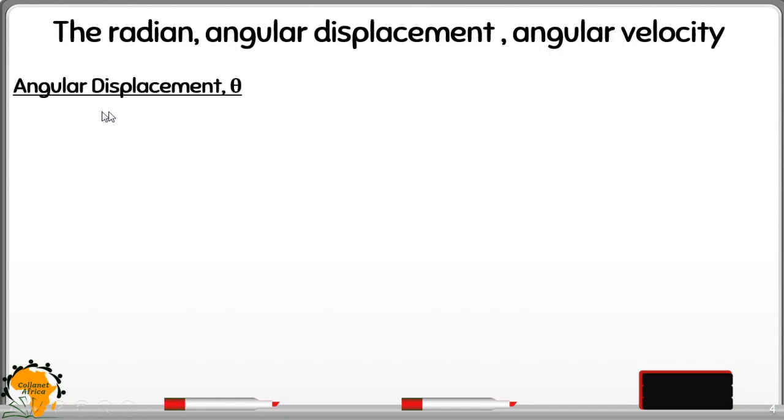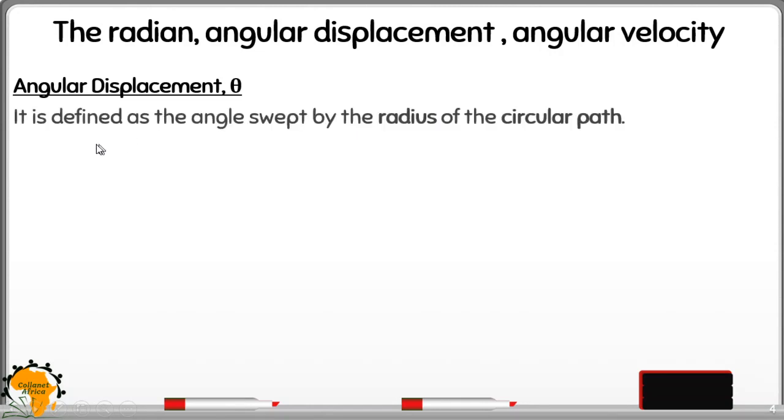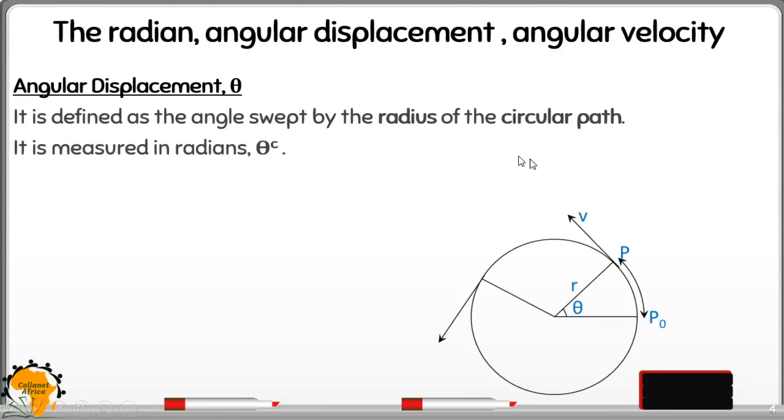We start by defining the term angular displacement, and this one is the angle swept by the radius of the circular path. If you look at the diagram that we have here, this is the radius from this point to where we have P0, and it has moved from P0 to P, so it has swept this angle that we have indicated as theta here. So in other words, this angle theta is what we are calling angular displacement.